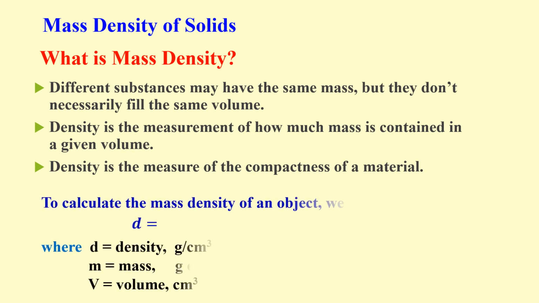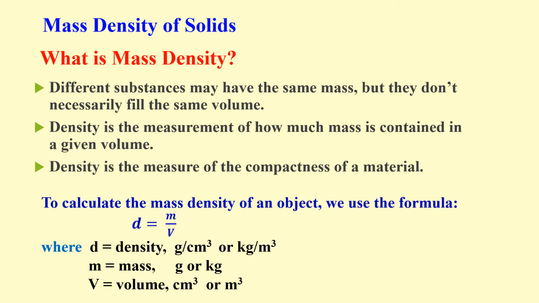To calculate the mass density of an object, we use the formula D equals m over V, where D is density in grams per centimeter cube or kilograms per meter cube. m is the mass in grams or kilograms. V is the volume in centimeter cube or meter cube.